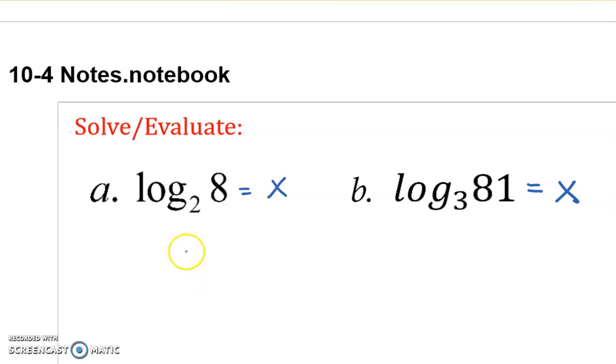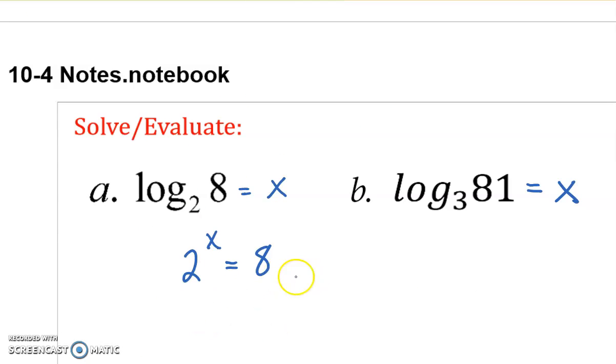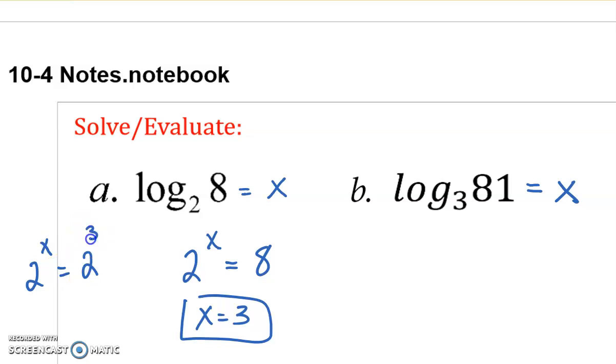Pause the video, try them by yourself. 2 to the power of x equals 8. So 2 to what power equals 8? If you still have your index card, 2 to what power? Here's the 8, so the power is 3. So I'm going to go back and say x is 3. Now, if you want to break it down much more, you can do 2 to the third so that you understand, and then x equals 3, however it helps you.